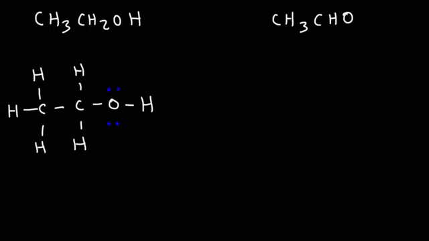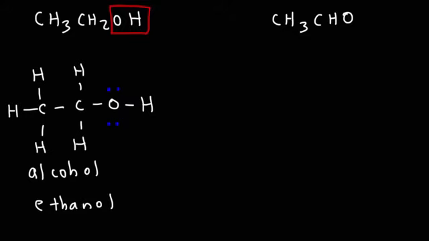Now, whenever you see an OH group, this is the functional group of an alcohol. And the fact that we have 2 carbons, this is associated with the alkane ethane, but because we have an alcohol, we can name it ethanol. So alcohols have the suffix OL. So this is ethanol.